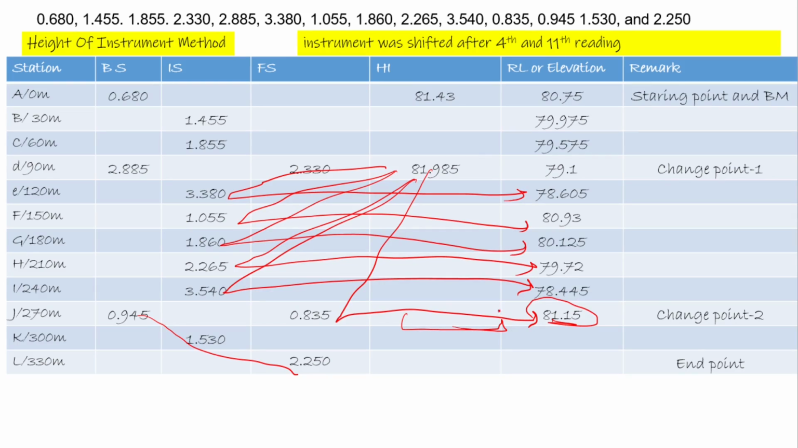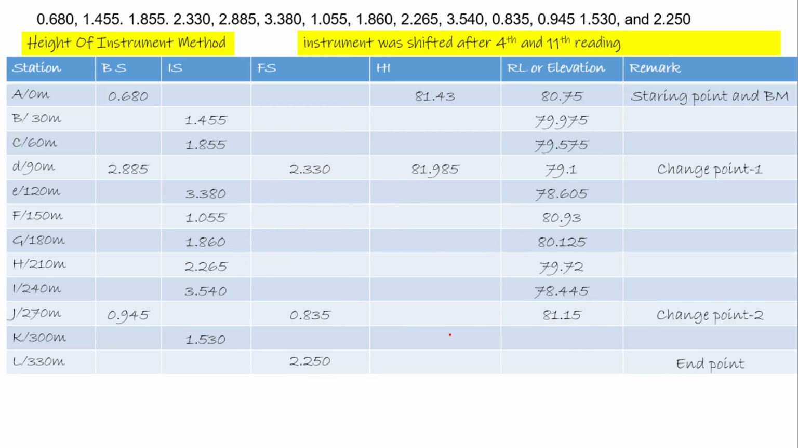Okay. Now we have to calculate the next HI. So this is your next HI. It is the summation of this and this. That time we will get our new HI, and this is your third setup. So we will deduct this value. That time we will get the RL of this point. So these are your RL.